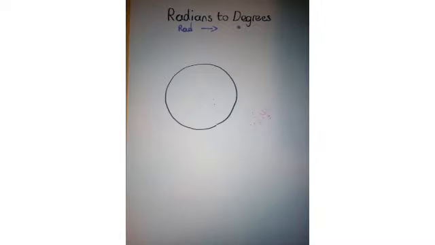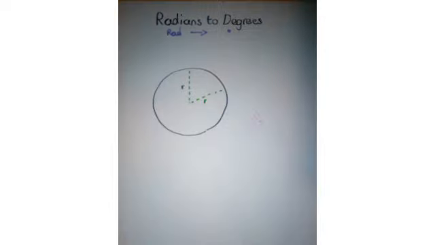So first, let's think of a circle. And the key property of a circle is it has a radius from any point towards its origin, its center. And so we can create a wedge shape which has two radii going to the edge of the circle, and this creates an arc length. This arc length is subtended by an angle.